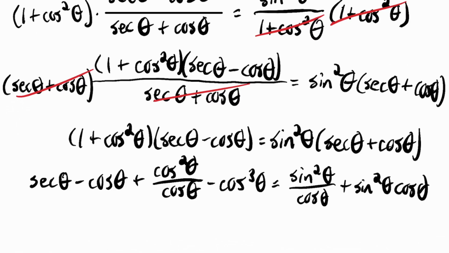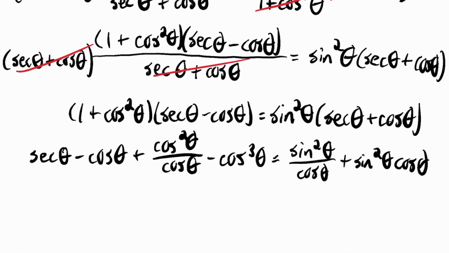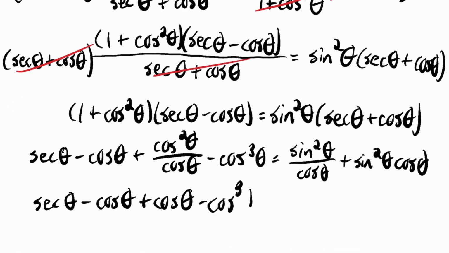Now, here I can do some reduction. This is just cosine, right? So this is secant theta minus cosine theta plus cosine theta, which is encouraging. I'll be able to do some cancellation. Minus cosine cubed theta equals sine squared theta over cosine theta plus sine squared theta times cosine theta.